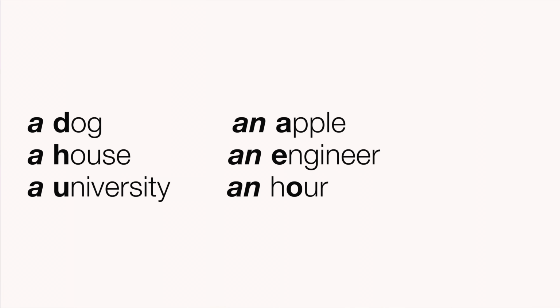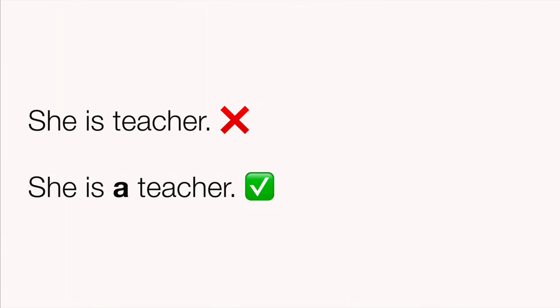You should use a before a word that starts with a consonant sound like a dog, a house, a university. And you should use an before a word that starts with a vowel sound like an apple, an engineer, an hour. One very common mistake here is "she's teacher." The correct form is "she's a teacher." Like I said, a singular countable noun needs an article in English. "She's a teacher" is the correct form.